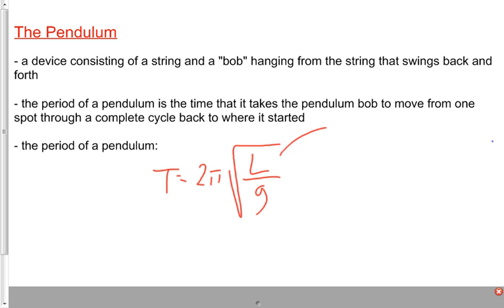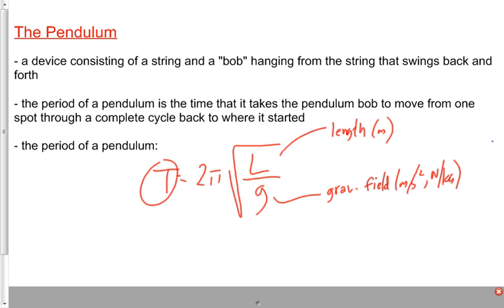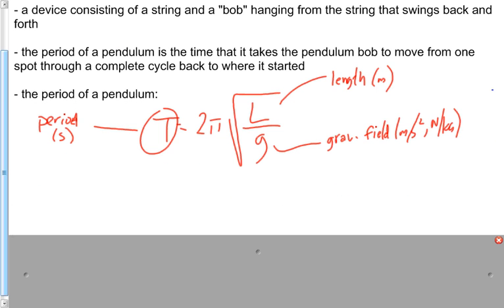Before we do it, let's identify what these variables are. L is the length of the pendulum, and it's going to be in meters. G is the gravitational field strength, or the acceleration due to gravity, and that's going to be in meters per second squared, or you could say newtons per kilogram. Either one of those works just fine. Solving for T in seconds, that's easy. Solving for L or G, maybe not so easy.